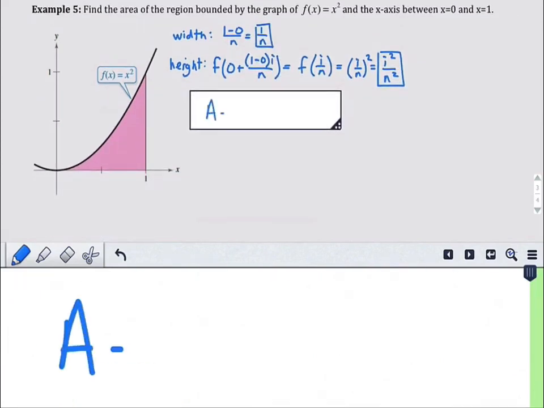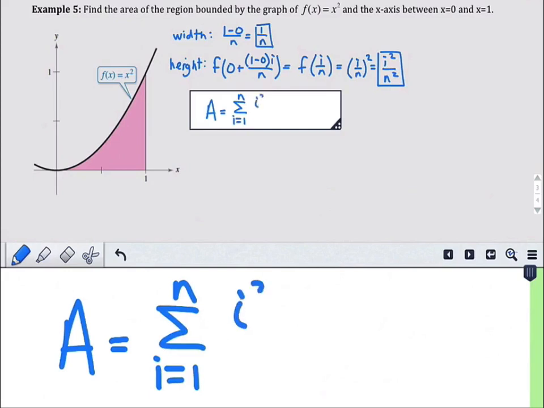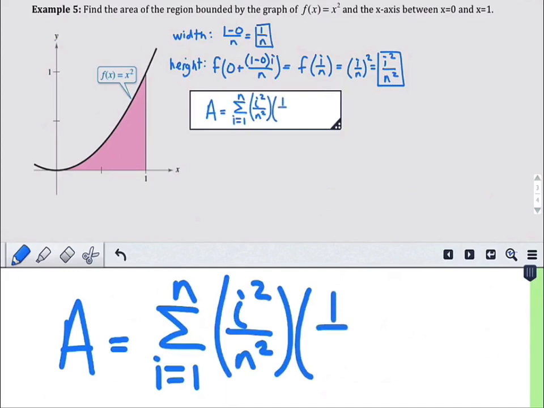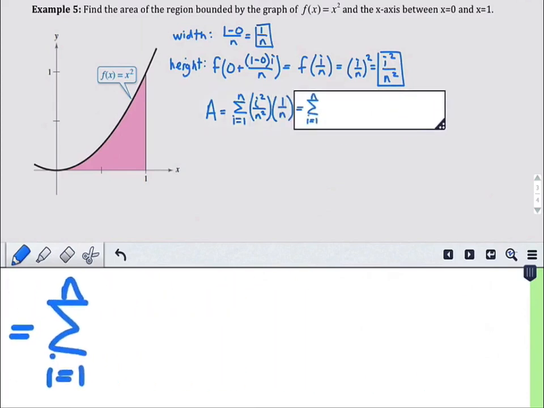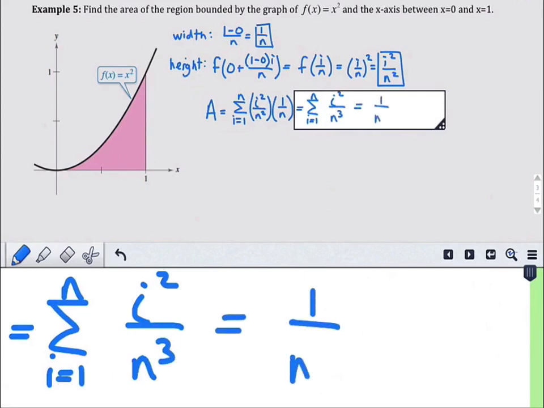So our area is going to equal the sum from i equals 1 to n of our height, which is i squared over n squared, times our width of 1 over n. Now we can multiply our height and our width together. So we actually have i squared over n cubed. And then we can actually factor out our constant. So we have 1 over n cubed times our sum of i squared.